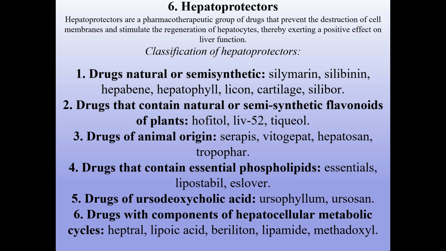Classification of hepatoprotectors. Natural or semi-synthetic drugs. Drugs that contain natural or semi-synthetic flavonoids of plants. Drugs of animal origin. Drugs that contain essential phospholipids. Drugs of ursodeoxycholic acid. Drugs with components of hepatocellular metabolic cycles.